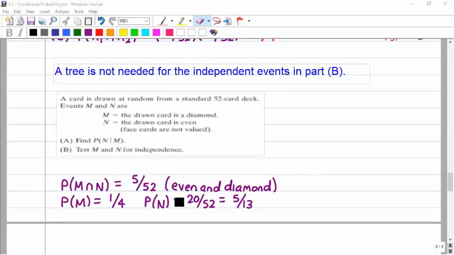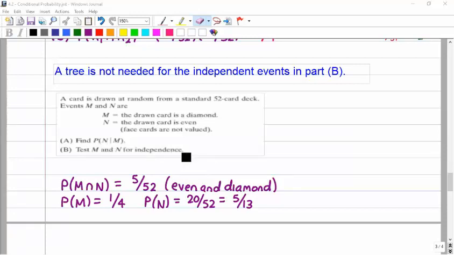So that's where the 20 is coming from. There would be 20 even cards: 4 2s, 4 4s, 4 6s, and so forth, 20 out of 52. Now, the probability that it's both even and diamond. Even diamonds, there would be 5 of them: 2 of diamonds, 4 of diamonds, 6 of diamonds, 8 of diamonds, 10 of diamonds. 5 even diamonds. So now it wants probability of n given m.